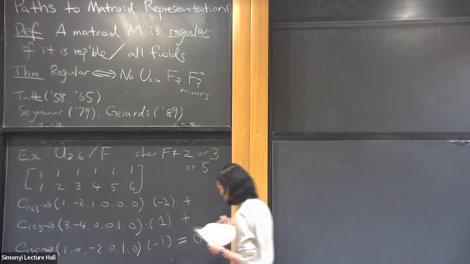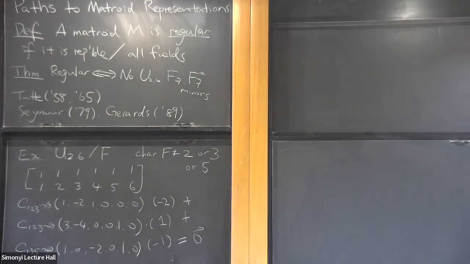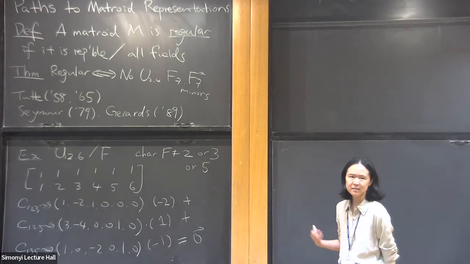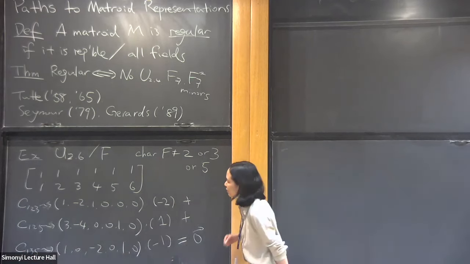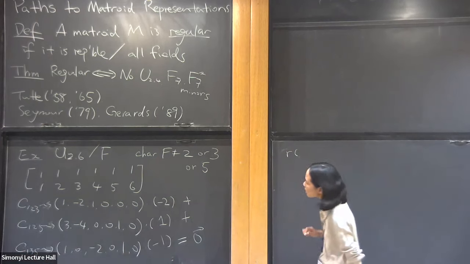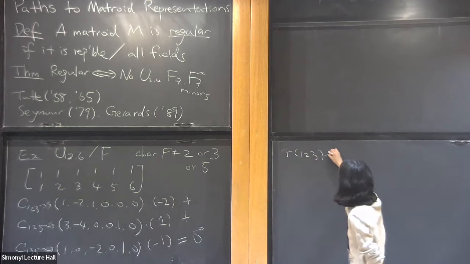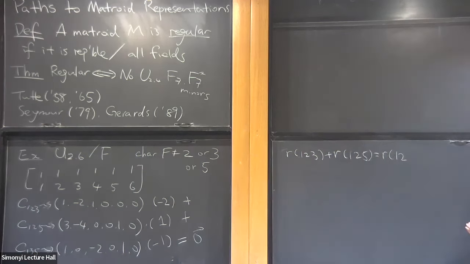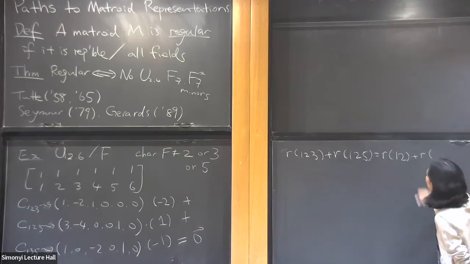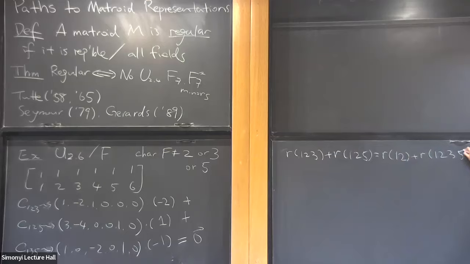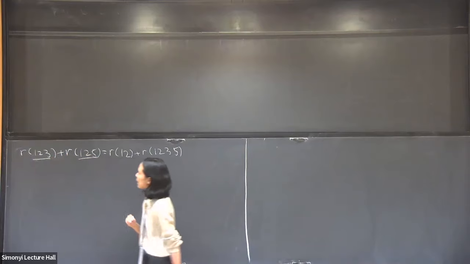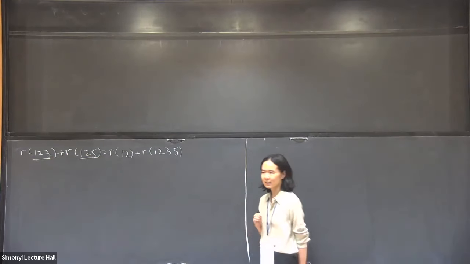Now, the first idea of that is that you can do this for all matroids, for all realizable matroids. So for instance, let's say what is important or what is special about the circuits here. For instance, we know that the rank function applied at the first circuit {1, 2, 3} plus the rank of {1, 2, 5} is equal to the rank of {1, 2}, which is the intersection of two circuits, plus the rank of {1, 2, 3, 5}, which is a union. So that means actually the first two circuits satisfy the modularity with equalities.